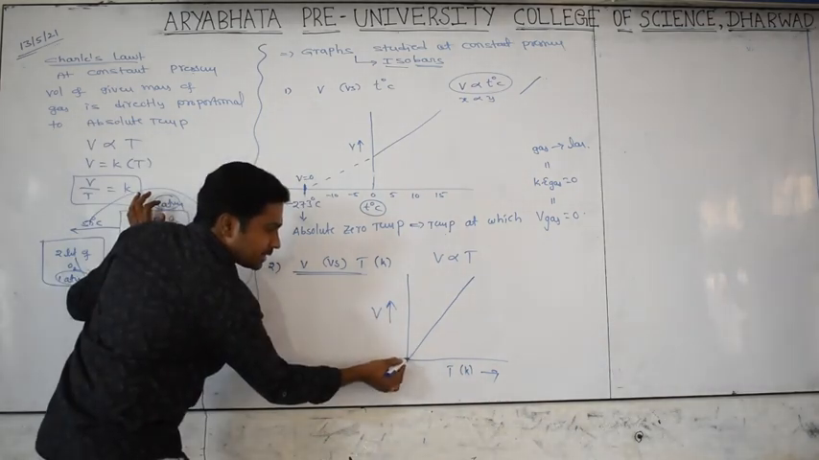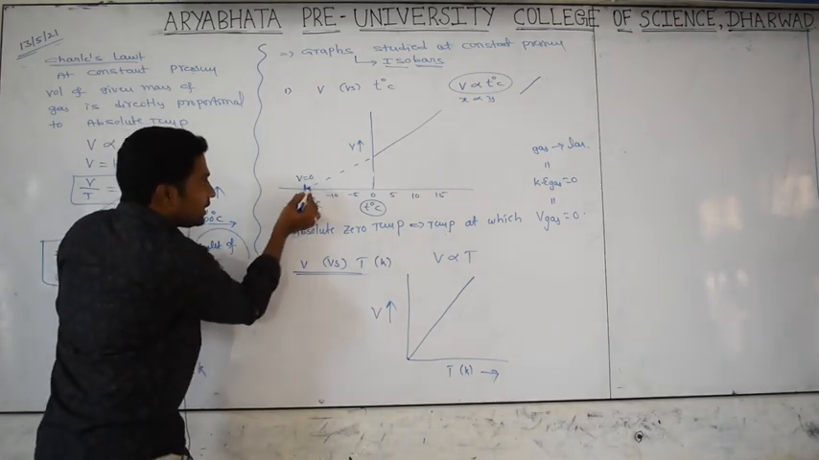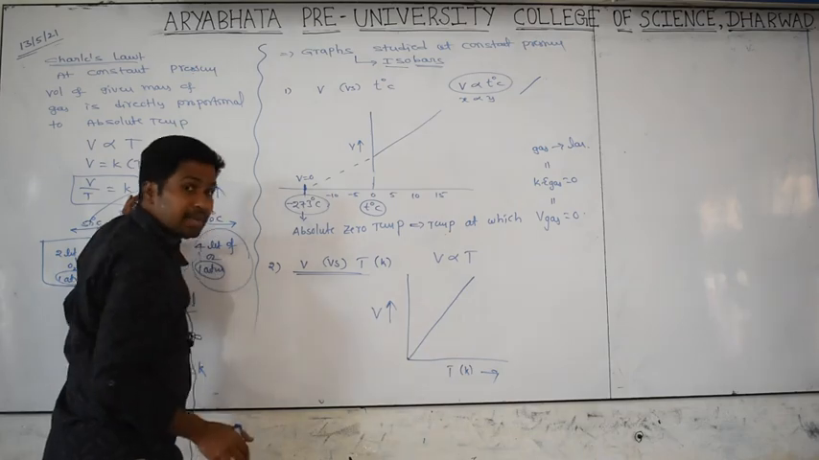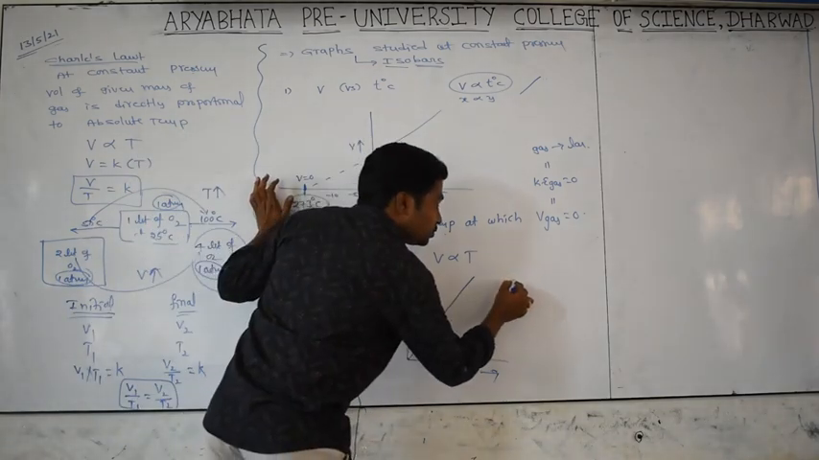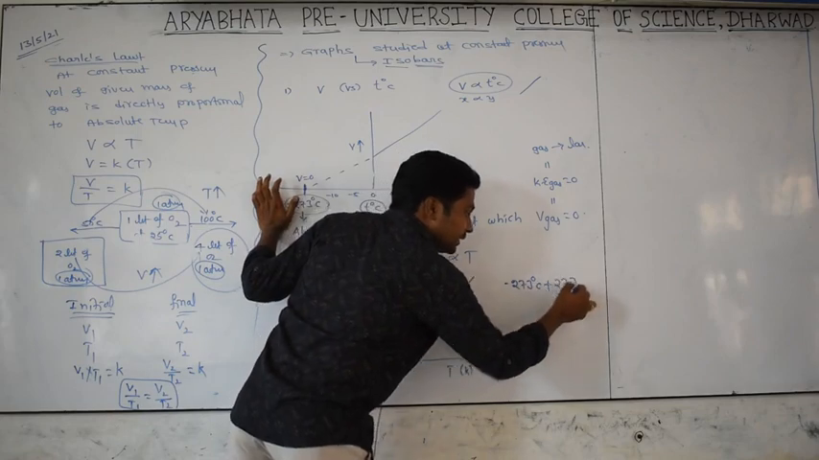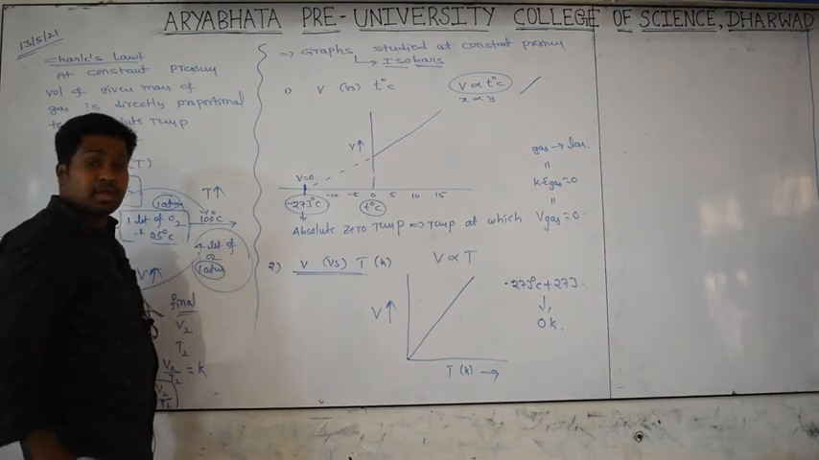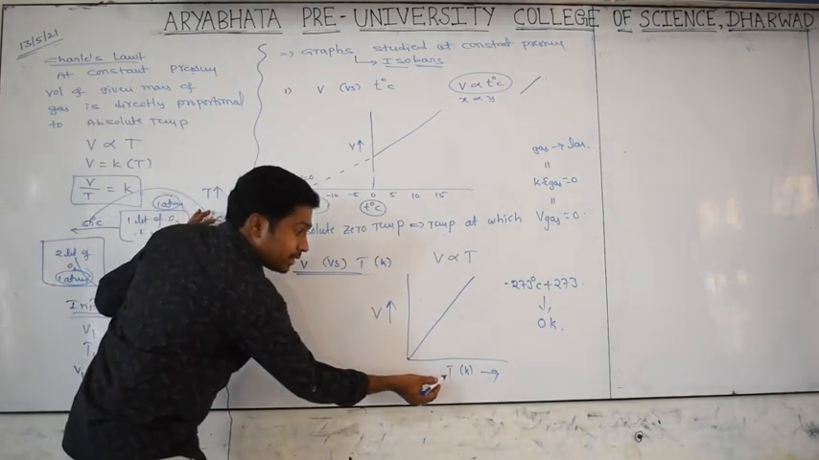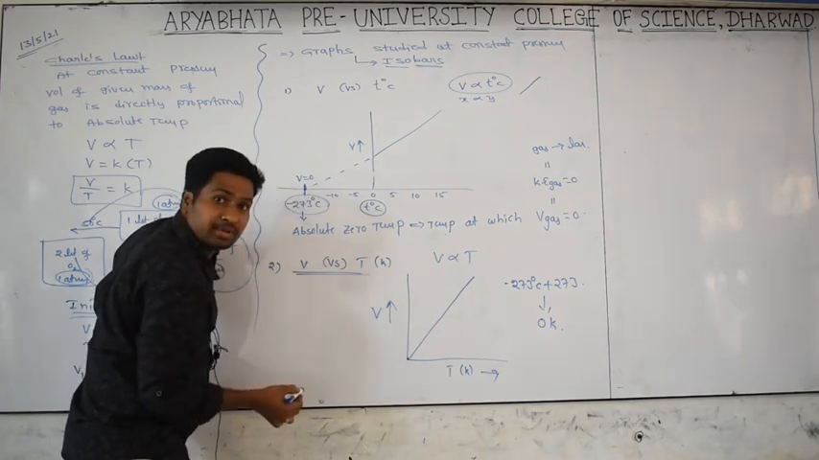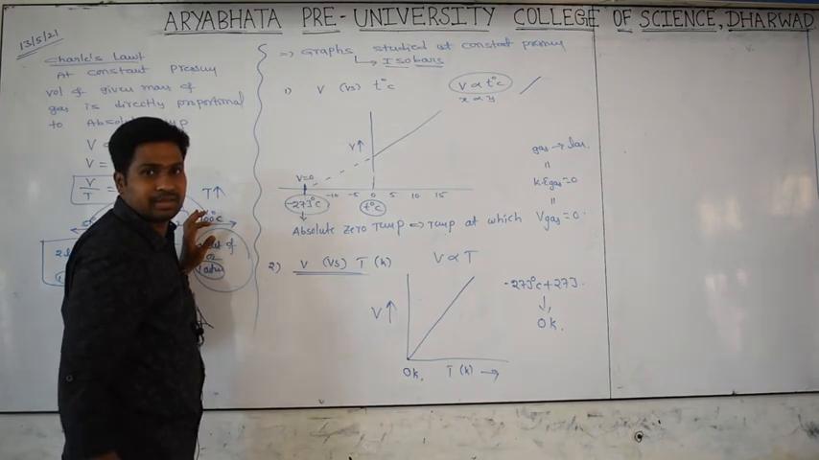Can we guess this origin point? Now this line is intercepting where? Minus 273, but we are taking the Kelvin scale. Minus 273 degrees Celsius plus 273 is nothing but 0 kelvins. That's why when you take temperature on the Kelvin scale, it will be intercepting here. So that intercepting point is nothing but 0 kelvins.